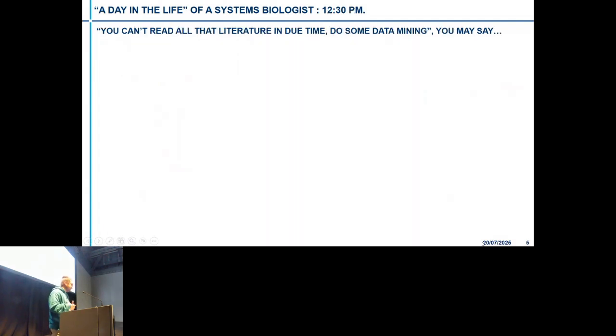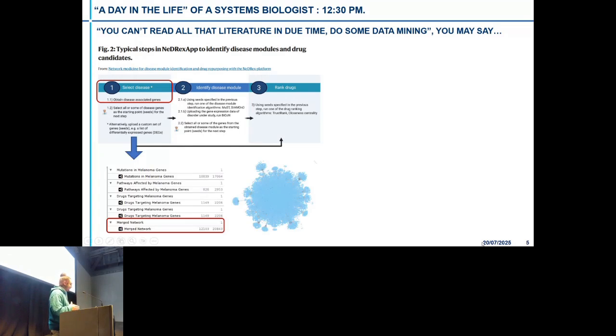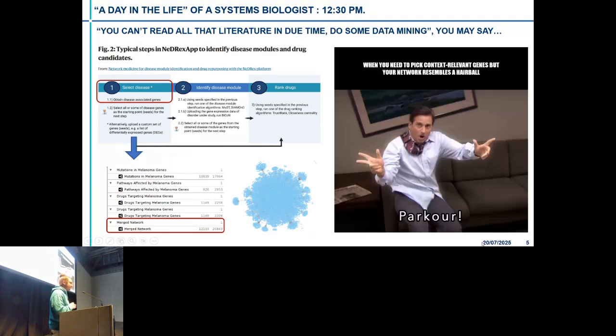And then I tell myself, okay, maybe you can't read all that literature in due time, do some data mining instead, so using databases. Typically, the method is to obtain disease-associated genes. And again, if there are no disease-associated genes for immunotherapy resistance in melanoma, then you have to try merging different sources, and you get a hairball, like the one you see below. And good luck finding context-relevant genes for the task you have been assigned. Then there's lunch break, typically.